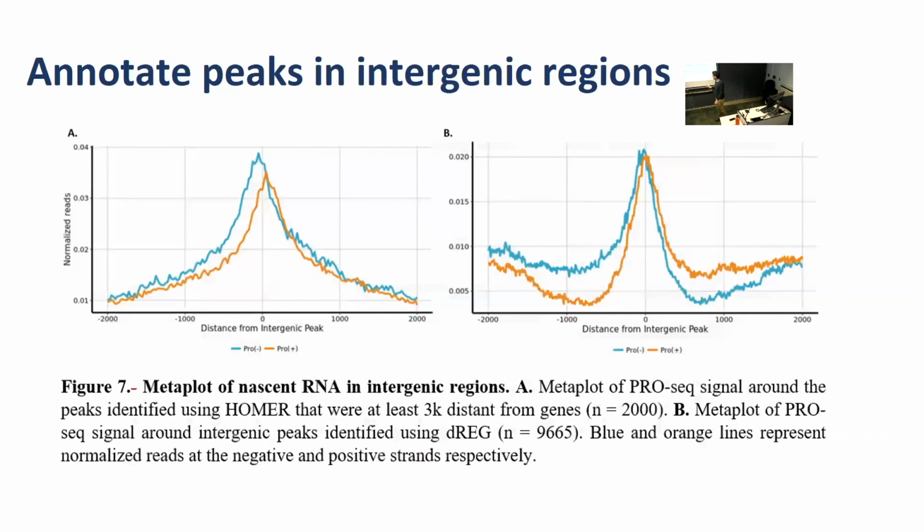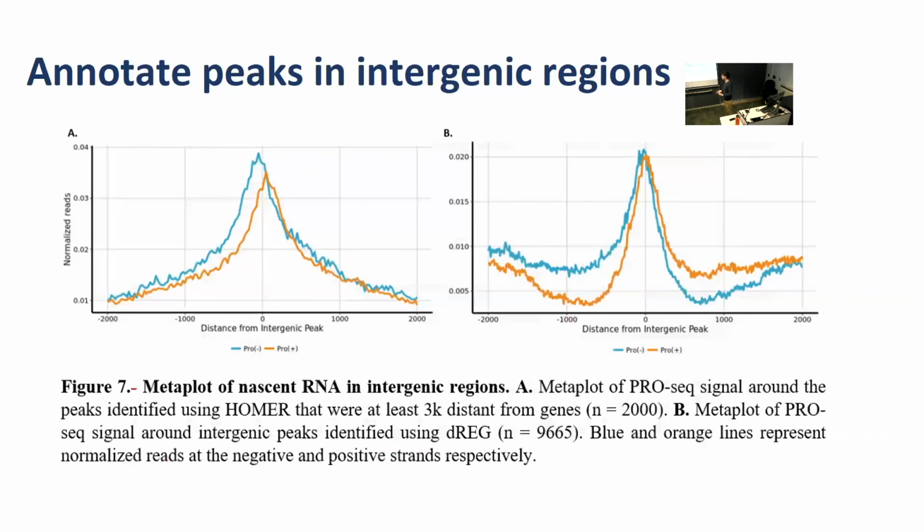So I said, okay, maybe if I found those elements, I can still run this support vector regression model that was trained in mammals to identify transcription regulatory elements outside the genes. I ran it, I found the same pattern, and now I found 9,665 elements that were transcribed outside the genes having these specific patterns. So they kind of look like enhancers at the moment.